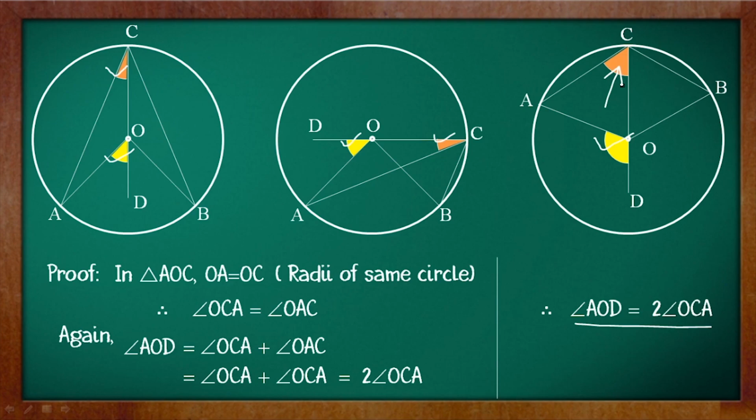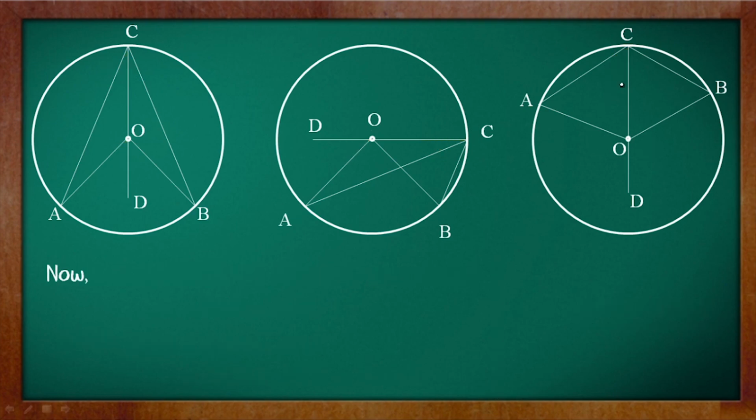Now we'll be seeing the next triangle. We'll be considering triangle BOC. Now this is the triangle BOC in the first diagram, this is the triangle in the second diagram, and this is the triangle in the third diagram. Now here also we see that the line segment OB is equal to OC.